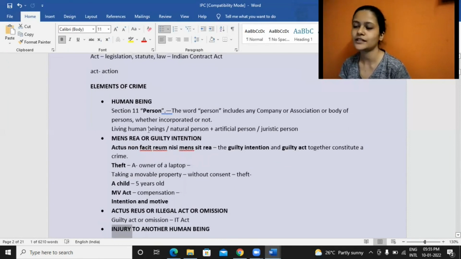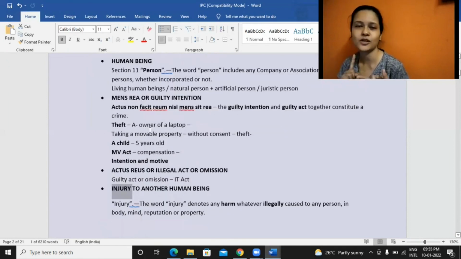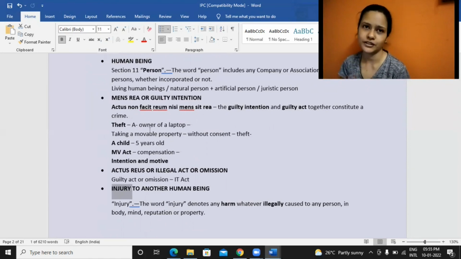All right, so these are the four elements of a crime: human being, which may include a natural living human being like you or me, or it may be an artificial or juristic person as well. Same way we have mens rea or guilty intention. We have actus reus or illegal act or omission, and injury to another human being, which may include any type of injury, body, mind, reputation, property, whatsoever, it will be included over there.